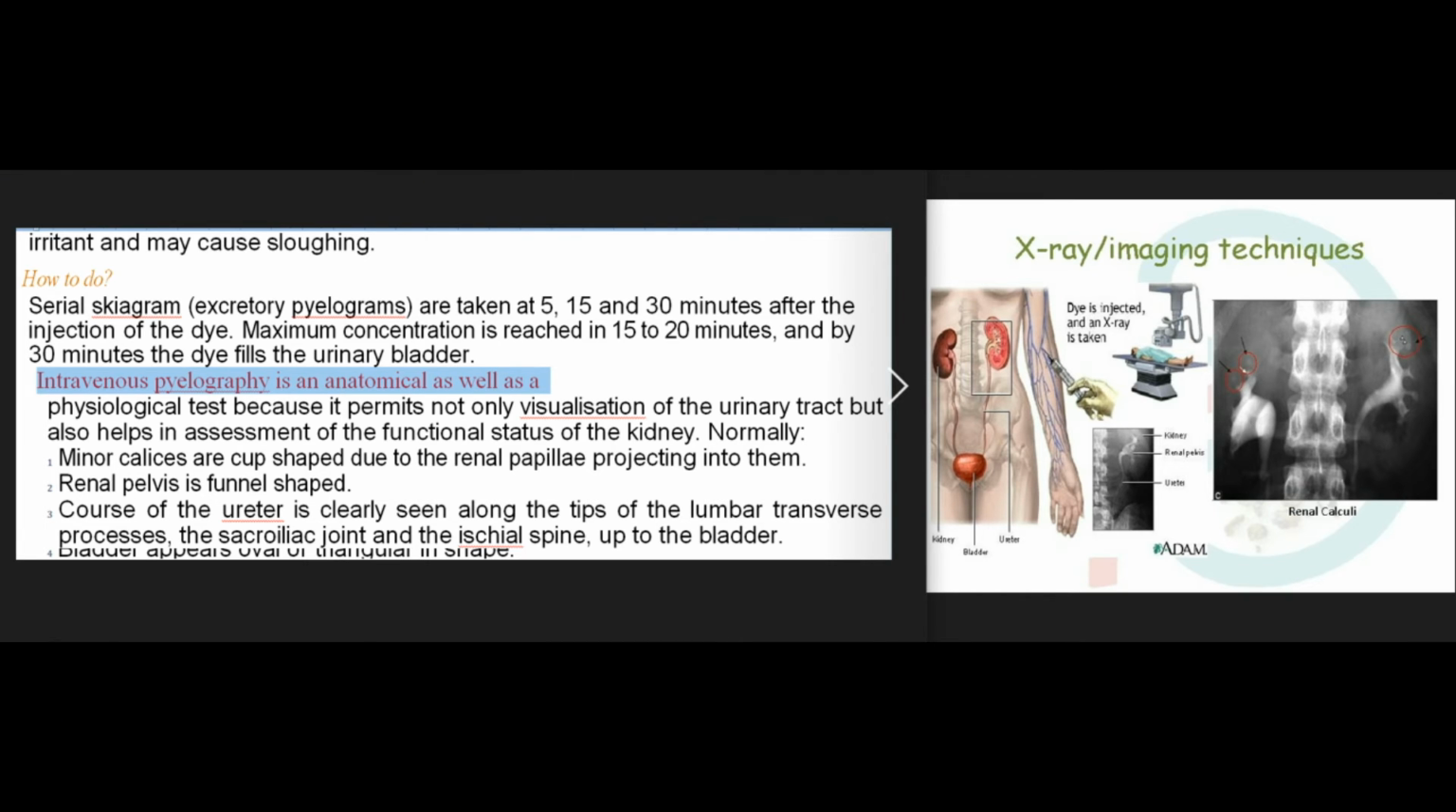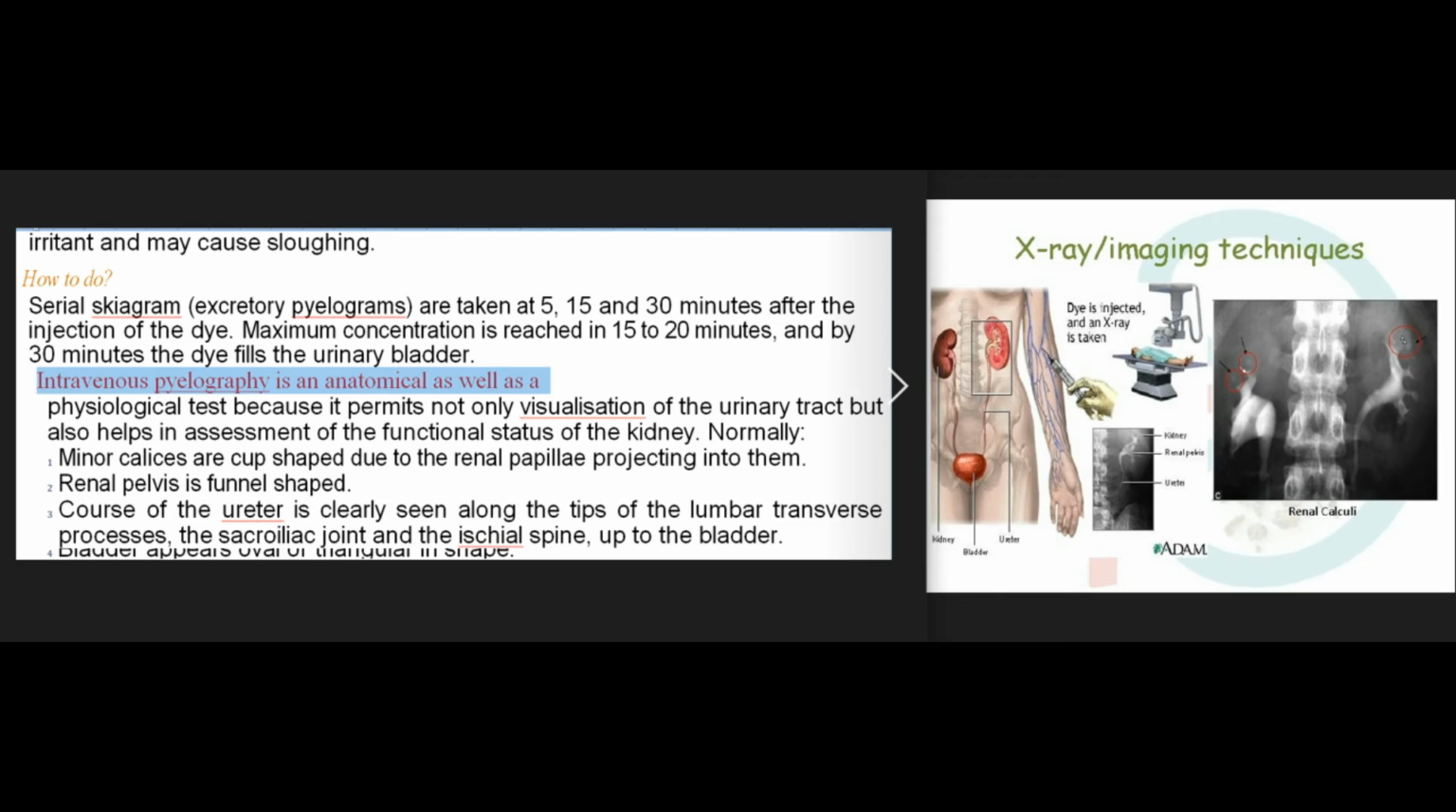How to do? Serial skiagram, excretory pyelograms, are taken at 5, 15, and 30 minutes after the injection of the dye. Maximum concentration is reached in 15 to 20 minutes, and by 30 minutes the dye fills the urinary bladder. Intravenous pyelography is an anatomical as well as a physiological test because it permits not only visualization of the urinary tract but also helps in assessment of the functional status of the kidney.